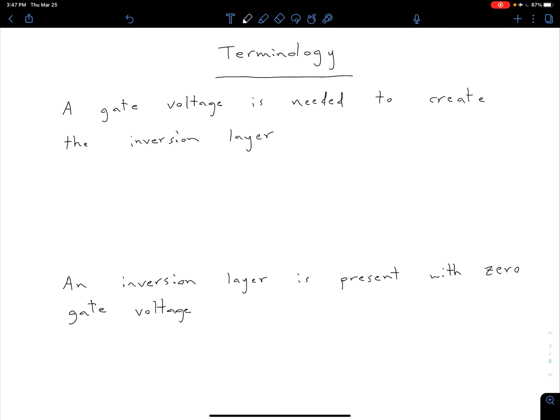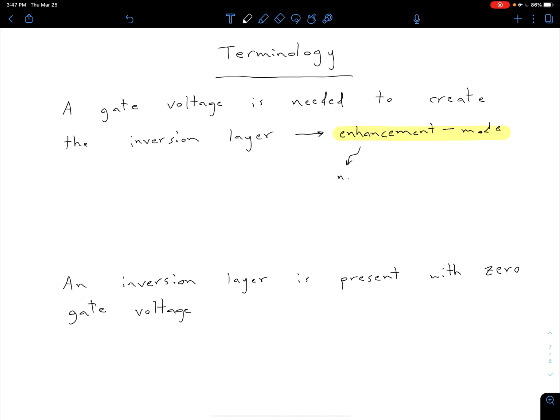A quick note on some terminology related to some different types of devices that you're going to see. So if we need a gate voltage applied to the gate in order to create the inversion layer, then we call that device an enhancement mode device. And so we can also think about this as a normally off device.